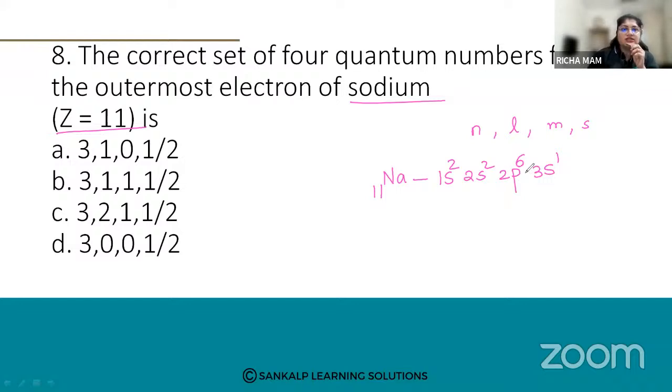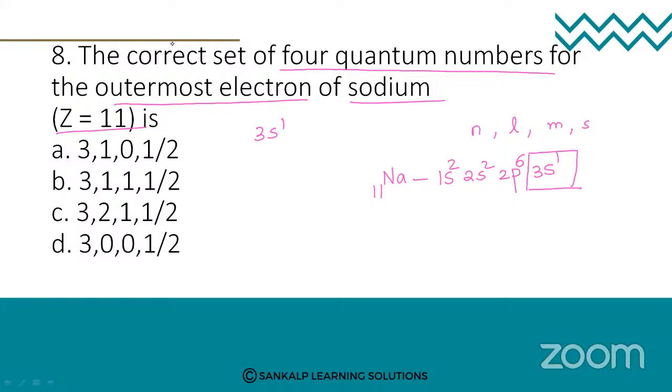They have asked us to find the four quantum numbers for the outermost electron. Which is our outermost electron? 3s1. Can anybody tell me the answer? Which are the four quantum numbers for 3s1? We solved this for copper, and took different examples in the last class. I have written the electronic configuration also.